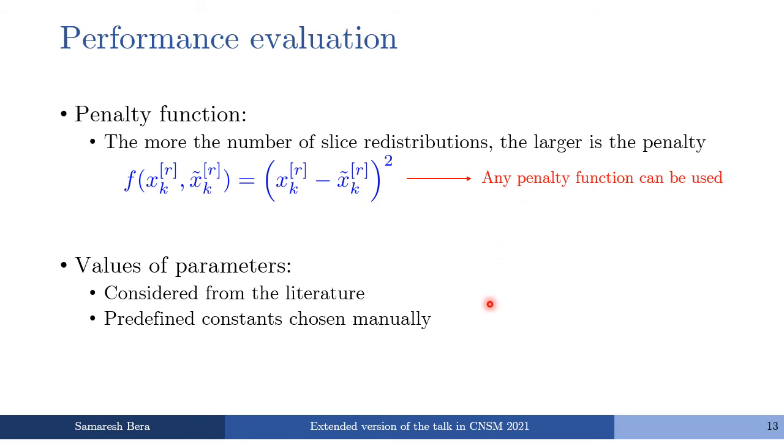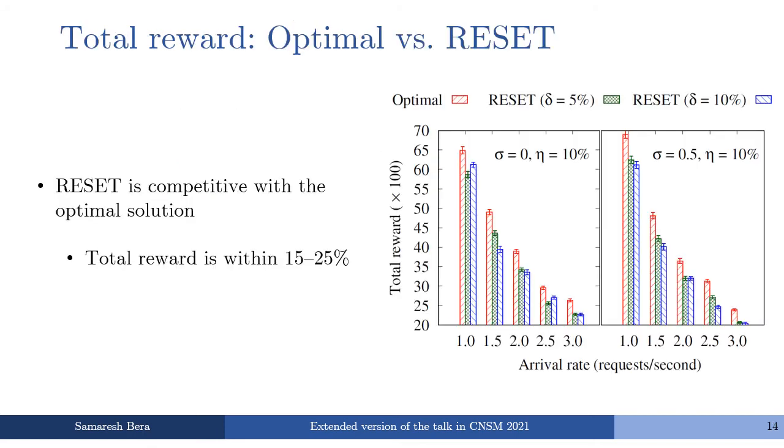The values of the parameters are taken from the literature, and the predefined constants for the cost function associated with the request selection and the edge cloud selection are chosen manually. Further, to evaluate the performance, we use the ATT-MPLS network topology from the Internet Topology Zoo, and we select a certain percentage of edge clouds in the network.